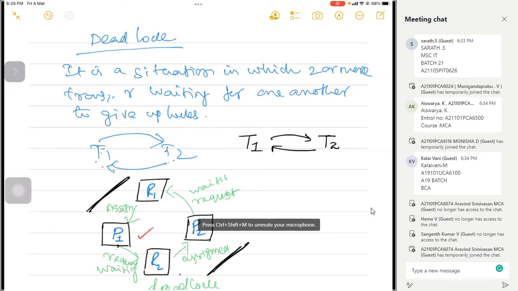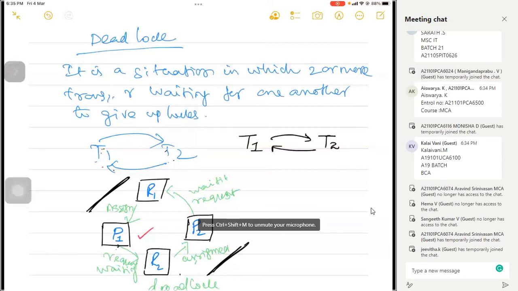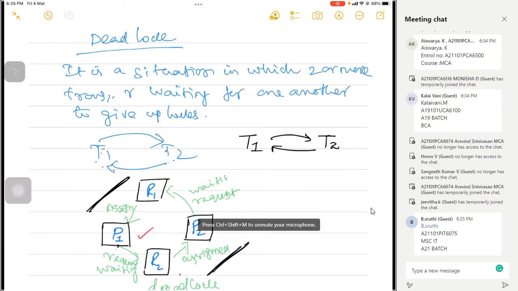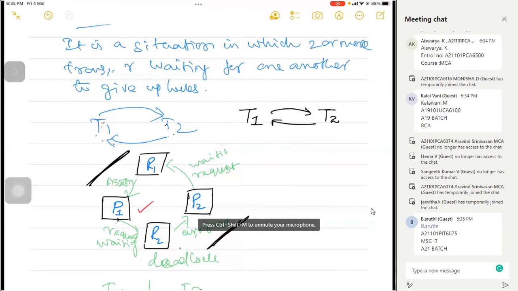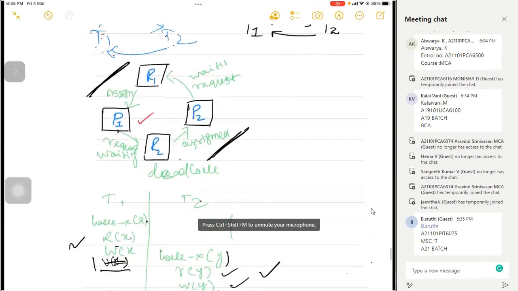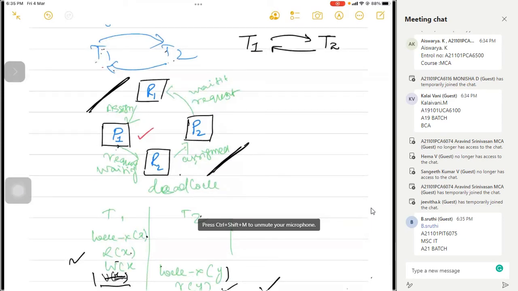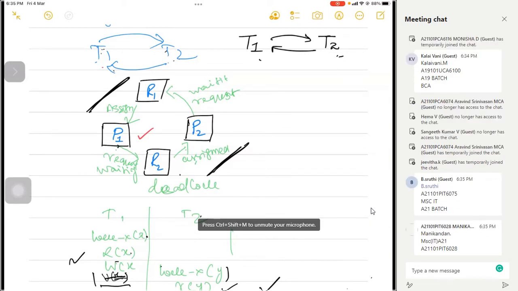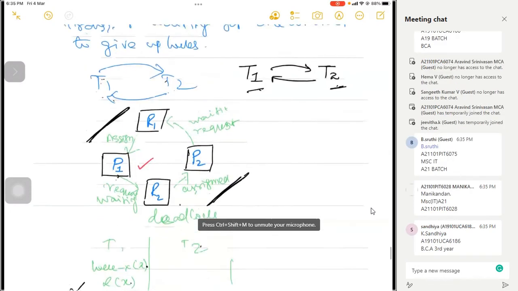It is the situation in which 2 or more transactions are waiting for one another to give up blocks. Okay, listen here. It is the situation in which 2 or more transactions are waiting for one another to give up. Okay, transaction 1 and 2. This T1 is waiting for T2, T2 is waiting for T1, like that. So once it is completed T2, then only T1 is completed. So the T2 is waiting. Once it is completed T1, then it will be reached. So same operation.